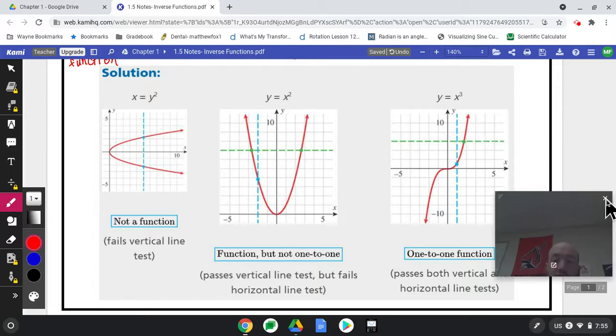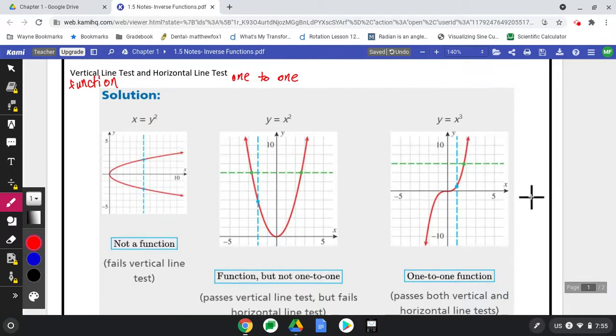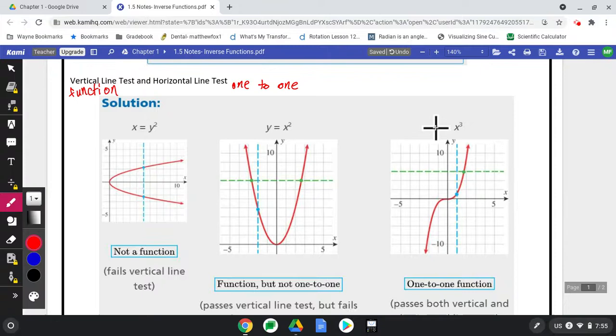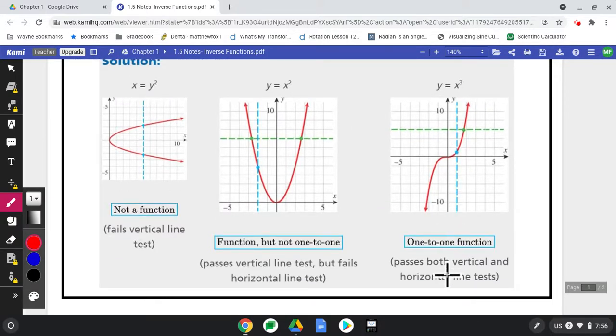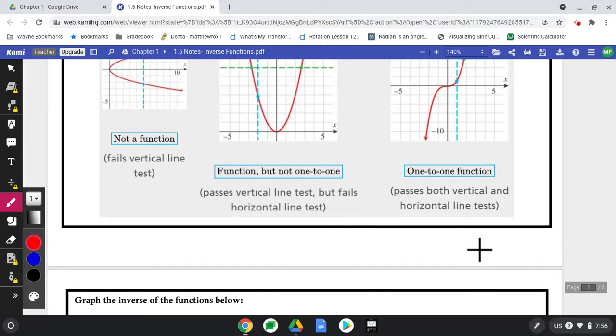I'm going to move this so you guys can see, but the final one here, y equals x cubed. We got our function. There is nowhere I can draw a vertical line that will touch it twice, so it passes the vertical line test. Likewise, this green line, there's nowhere I can draw a horizontal line that touches it twice, so it passes the horizontal line test. Since it passes both, that means it is a one-to-one function. Okay, each x and y are paired, each domain and range are paired in a unique way there.